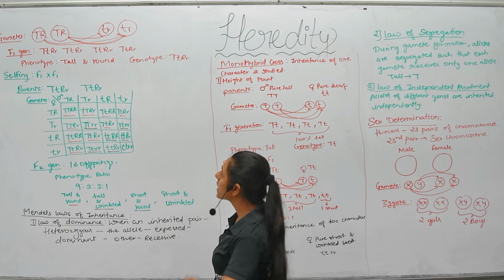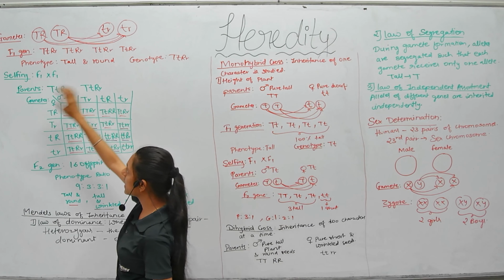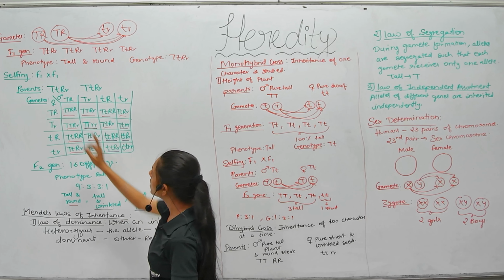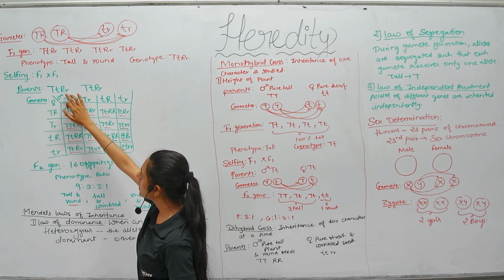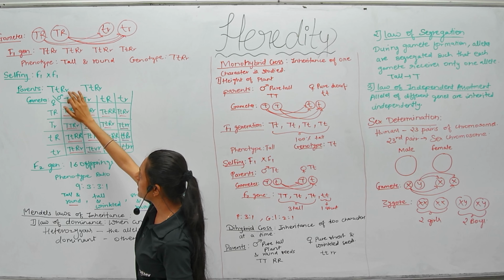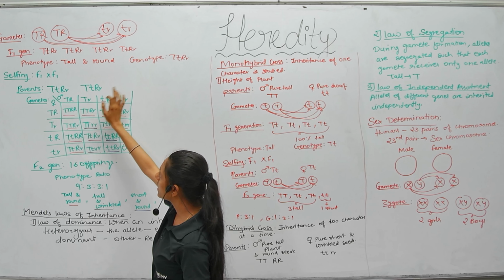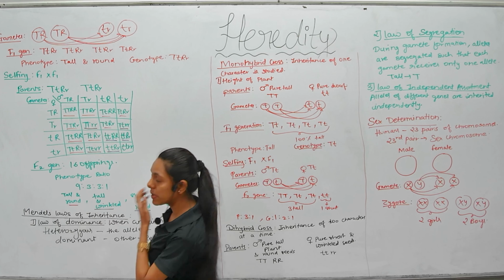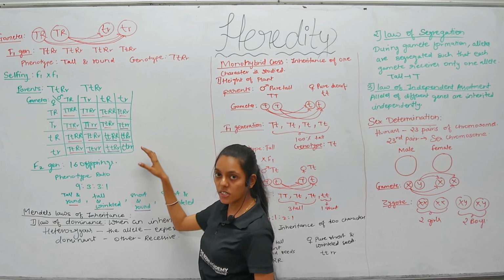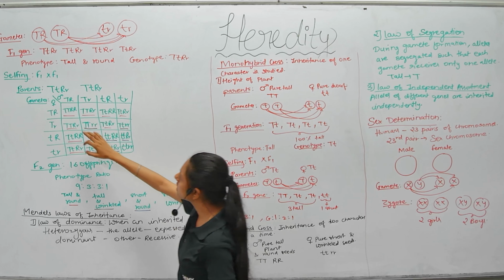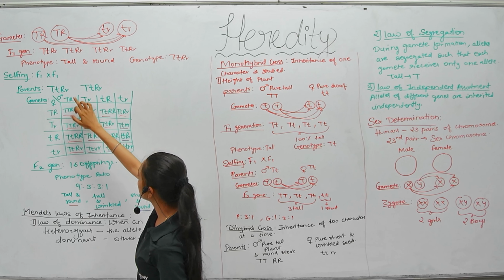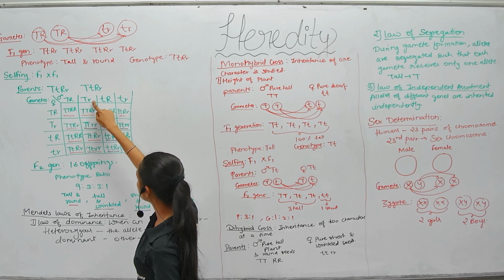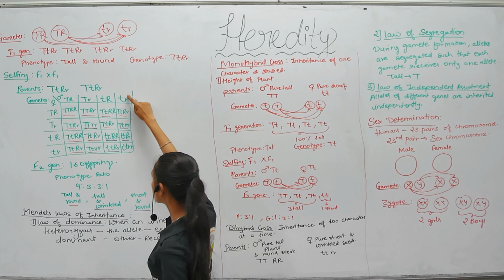Okay, then if we take the offspring of this and do selfing again to get the second generation, what will we get? So here the parents are capital T small t, capital R small r, capital T small t, same. Then here the gametes will be, we are using a box method. The female gametes are capital T and capital R, then capital T and small r, small t and capital R, and small t and small r.